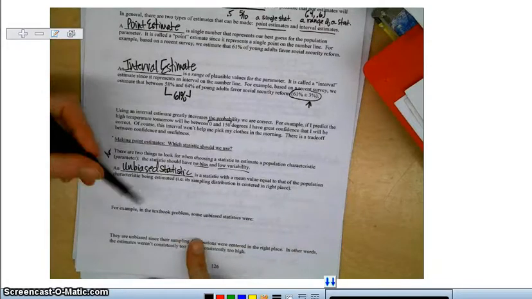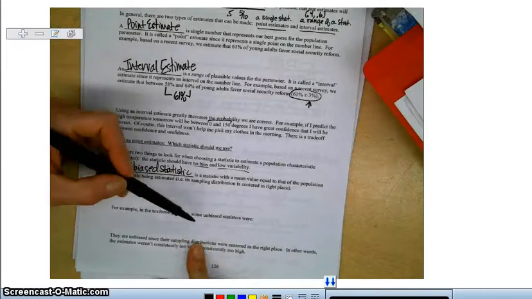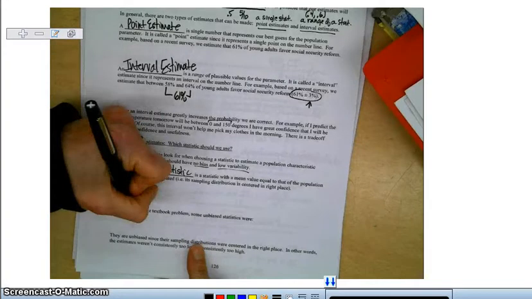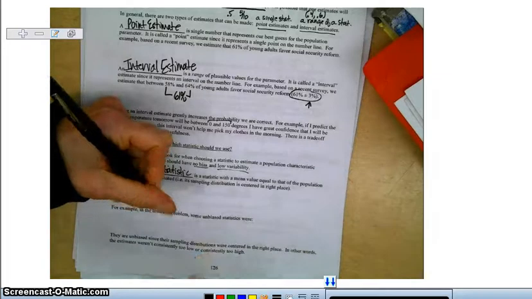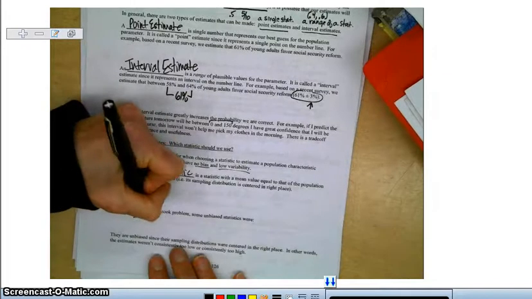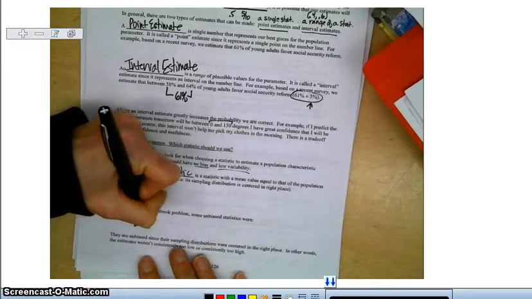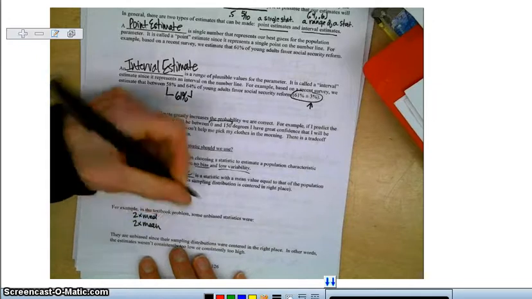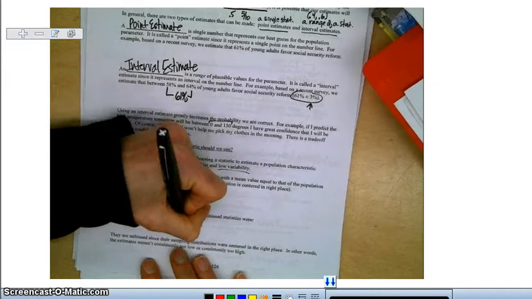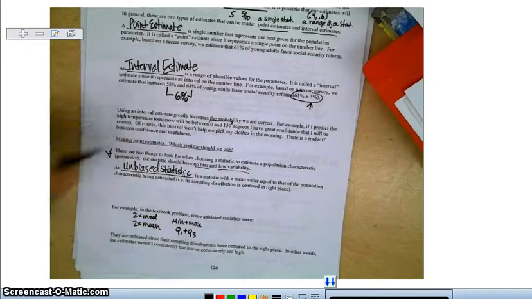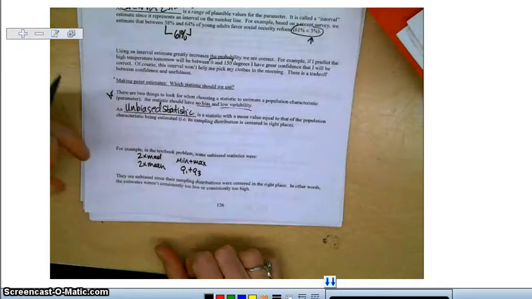So, for example, in the textbook problem, some unbiased statistics gave you lots of answers near the actual 100. Twice the median actually was a good one. Twice the mean. These are just some examples. The min plus the max. And Q1 plus Q3. Those have all been tested and proven to be fairly unbiased statistics.